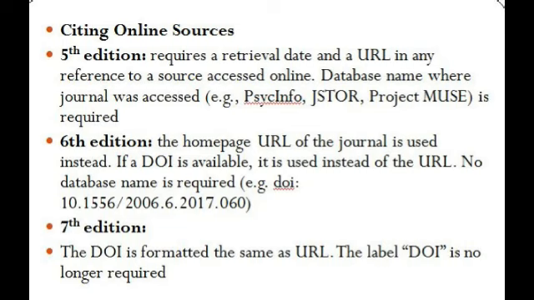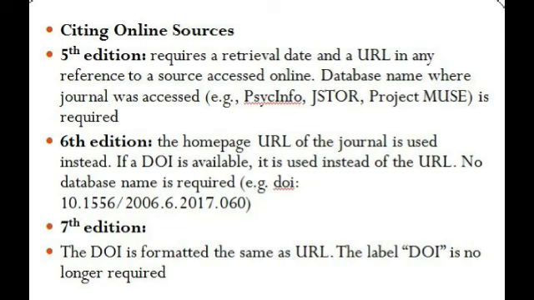The homepage URL of the journal is used instead. If a DOI, what they call digital object identifier, is available, it is used instead of the URL. That's what the 6th edition did. The 6th edition advises that you use a DOI because it normally leads to articles that are not likely to change. Articles probably in journals that are not likely to change, whereas the URL leads to articles that may likely change in future. Probably it could be edited by those who wrote them, maybe in newspapers or blogs and all that. So the 6th edition advises that you use the DOI.